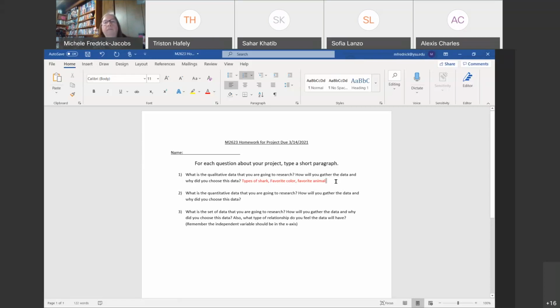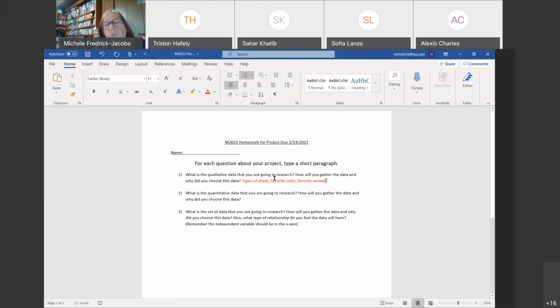Now, can our qualitative and quantitative data be different, or do you have to? They have to be different. Okay, so I can't do Shark Week and then do Shark Week again. Yes, they can all go together, but they can't be the same data because one is a quality and one is a numerical value. For Shark Week, they could go together.